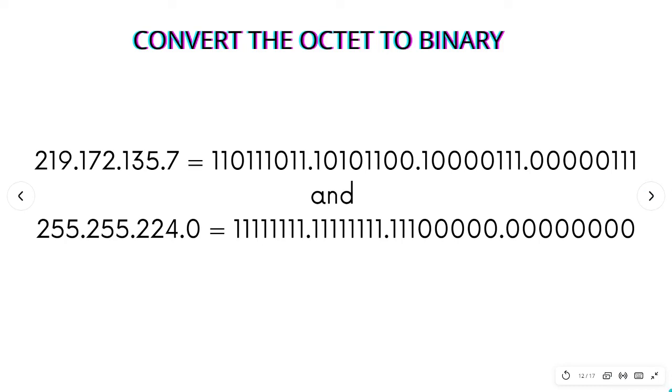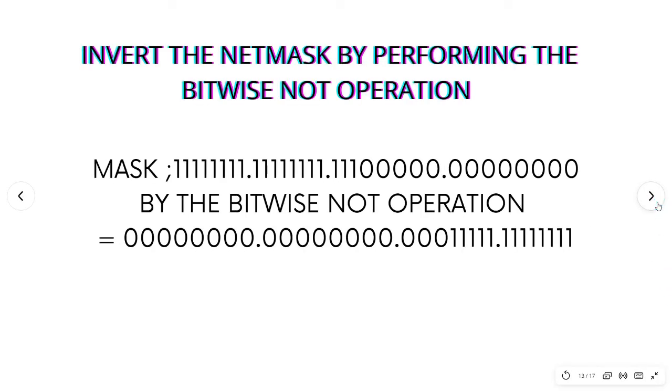The first step is the same as the previous one, where we find the network part of the IP address. It's just converting the octets to binary. Moving on to the second step, we invert the net mask by performing the bitwise NOT operation. As you are seeing in the slide, the mask is inverted by the bitwise NOT operation, such that we get the zeros as ones and ones as zeros.